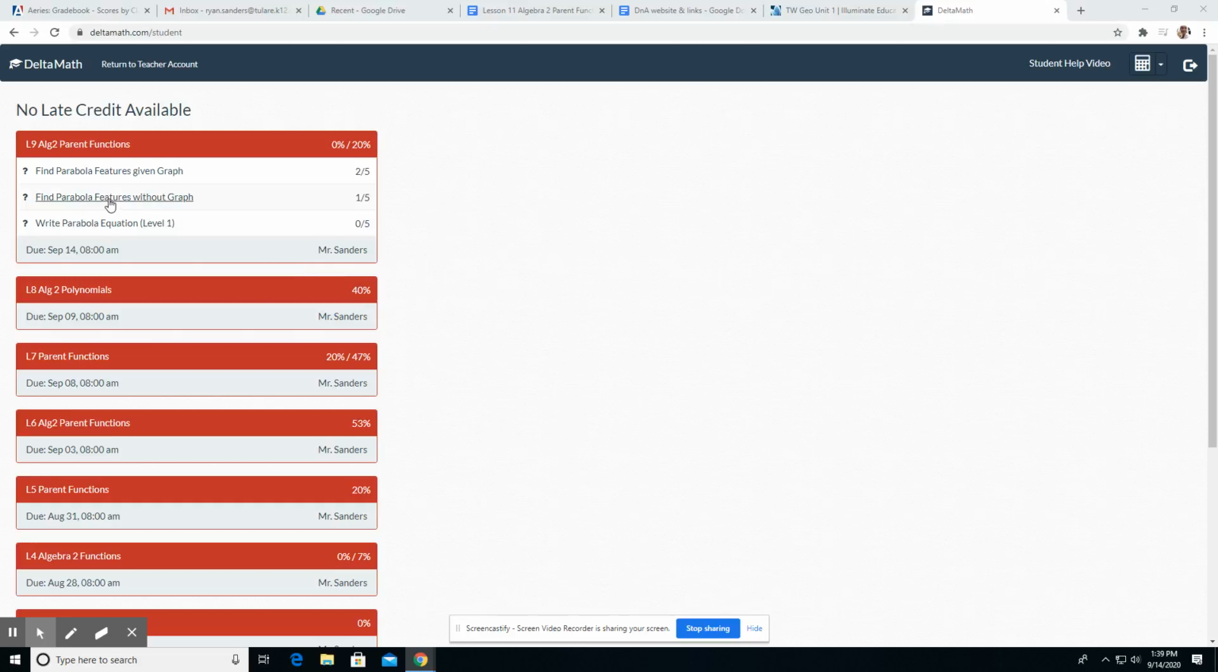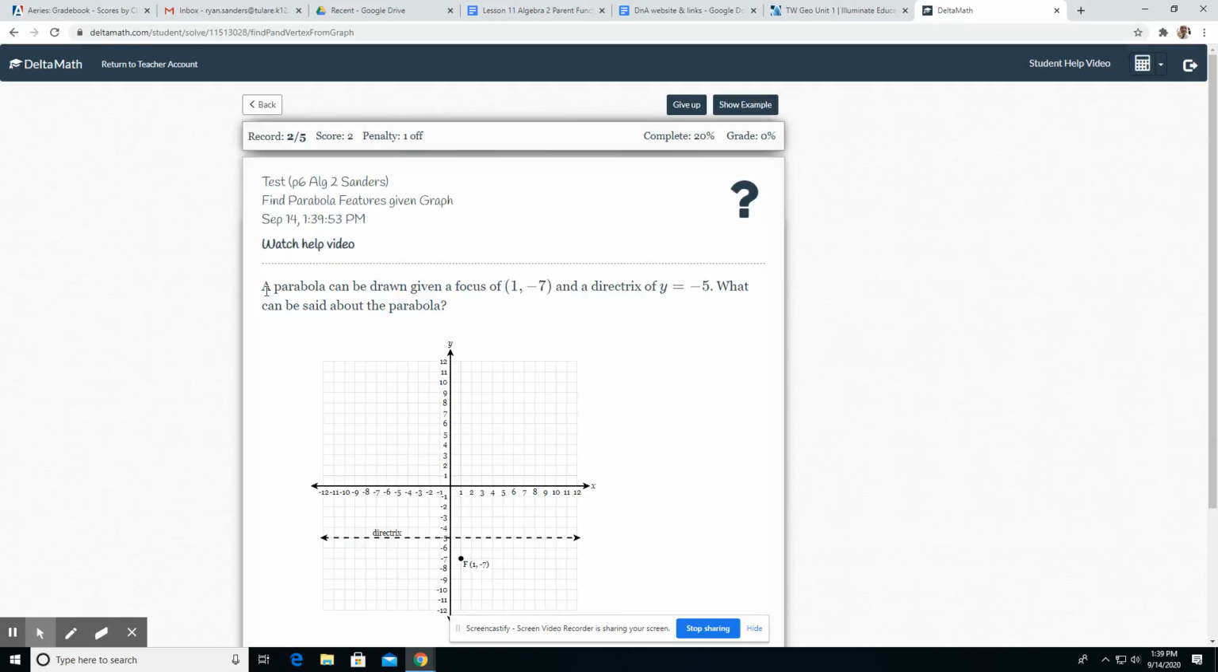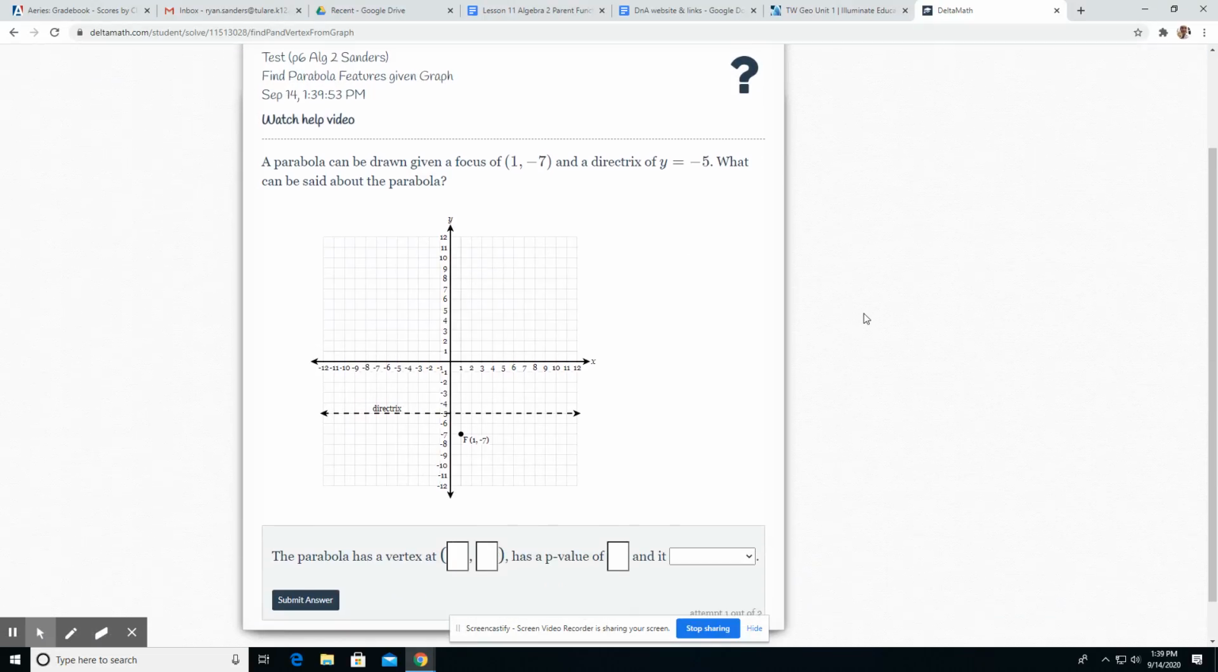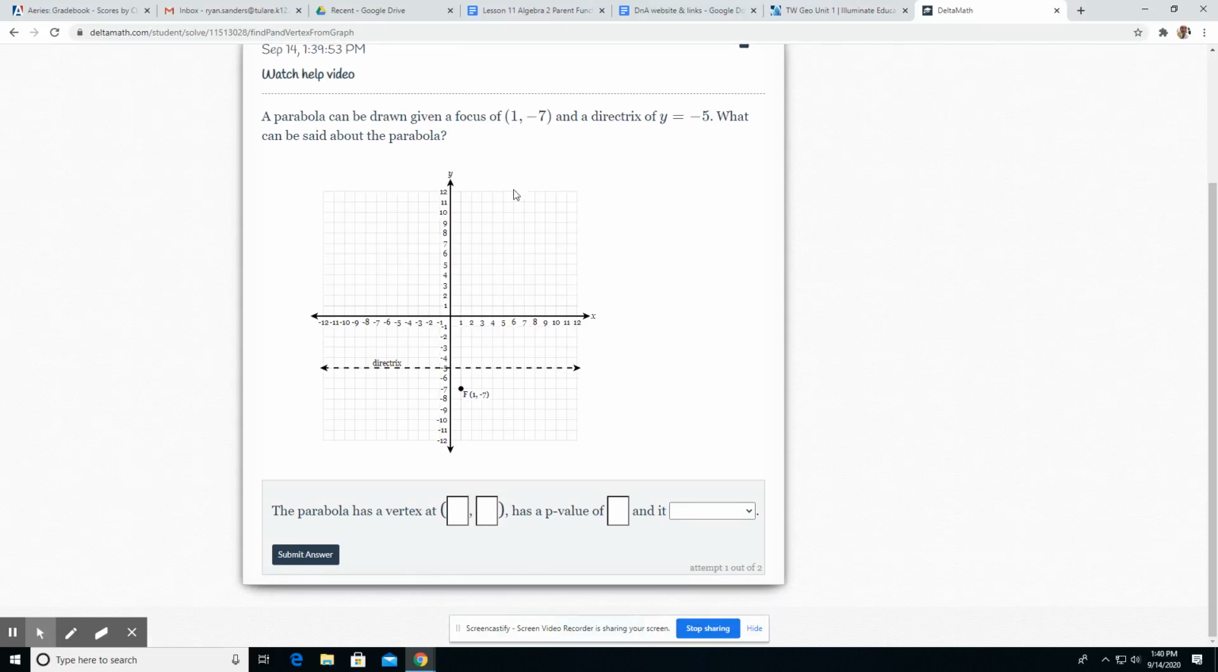Here we go. We're going to go ahead and find parabola features given the graph. So as we look at this, we have a focus of 1, -7, a directrix of y equals -5. It's the dotted line here. What can be said about the parabola? It looks like we're looking for a vertex, p-value, and which direction it opens.